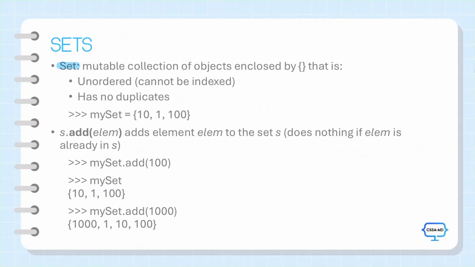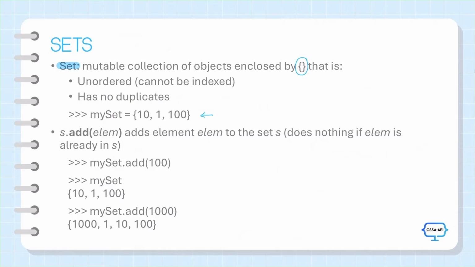So a set is another mutable type. It's a collection of objects. We denote it with the curly braces. That is unordered, so we can't index elements, and it has no duplicates. So those are the two main properties of a set.